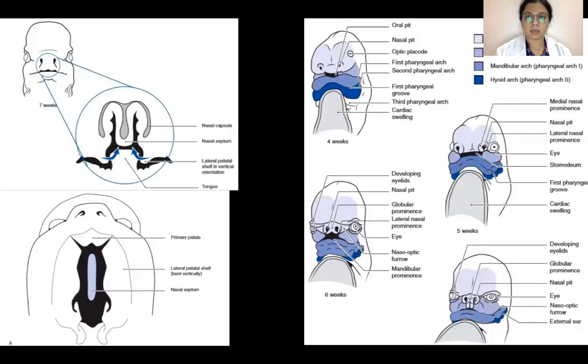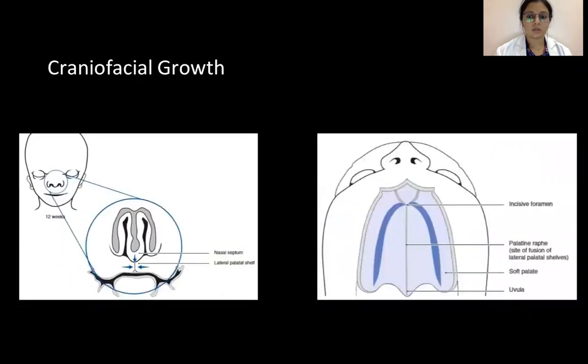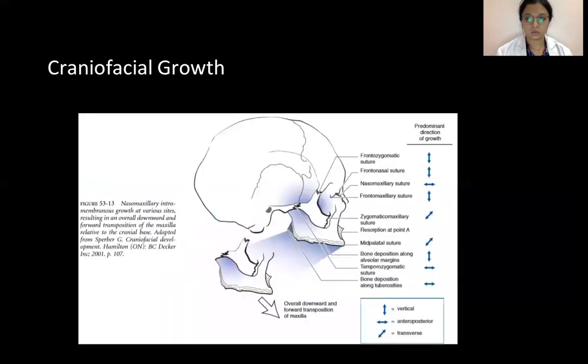This is again a diagrammatic representation of the craniofacial growth. This is a pictorial representation of the craniofacial growth in 12 weeks. The right side of the diagram shows the incisive foramen, palatal rugae, soft palate, and the uvula formation.